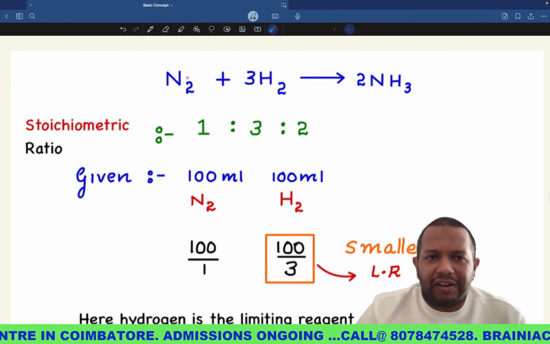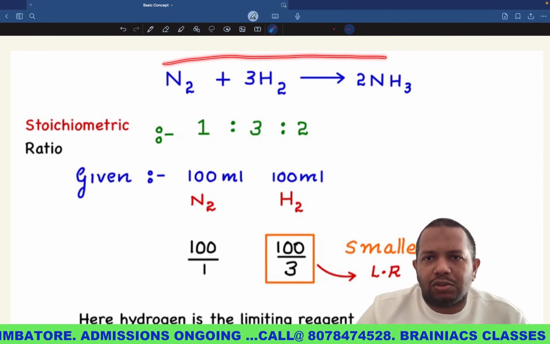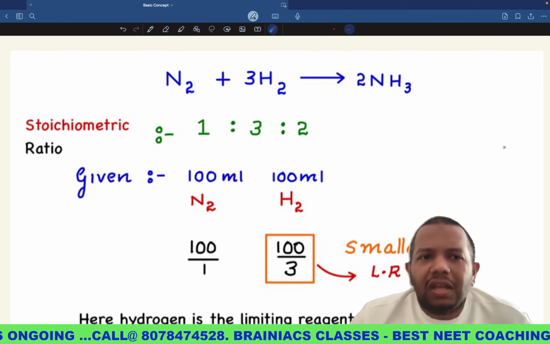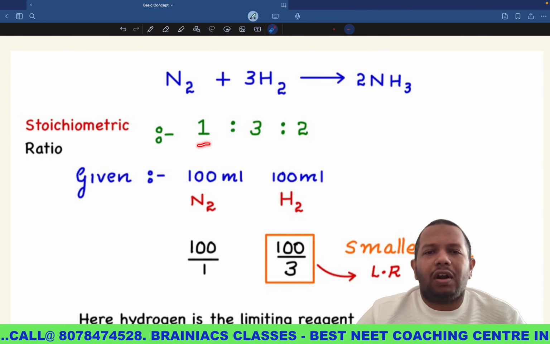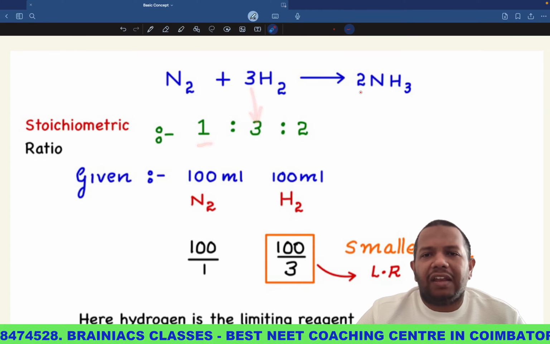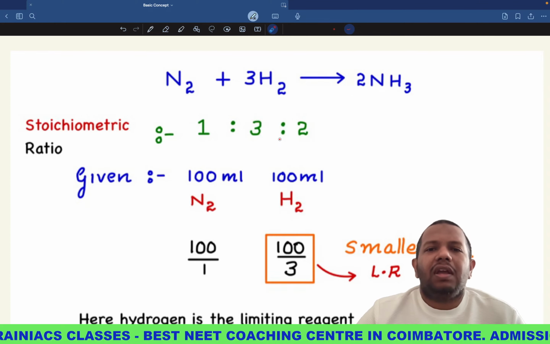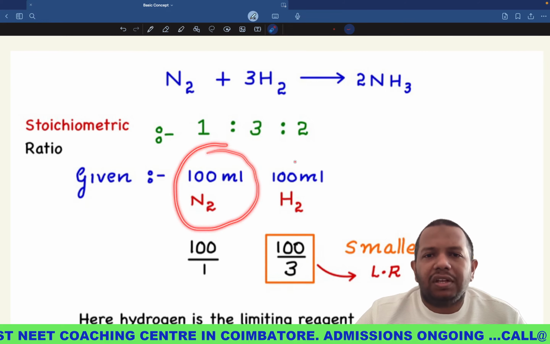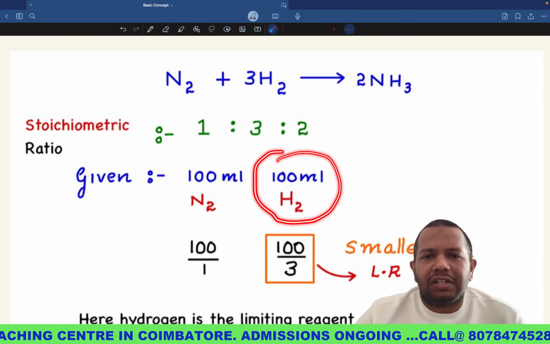So this is the reaction. N2 plus 3H2 gives 2NH3. We have discussed the reaction just now. And what is the stoichiometric ratio? 1, and here it is 3, and here it is 2. And given is what? 100 ml nitrogen and 100 ml hydrogen is given.